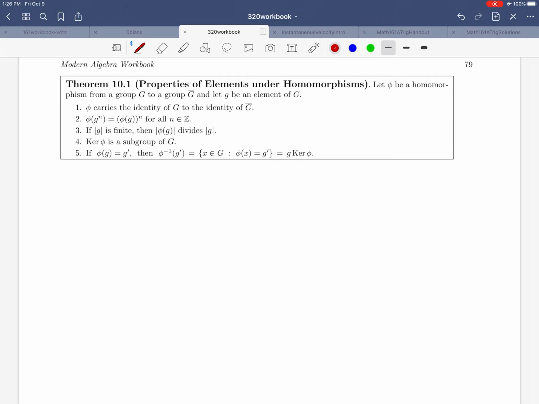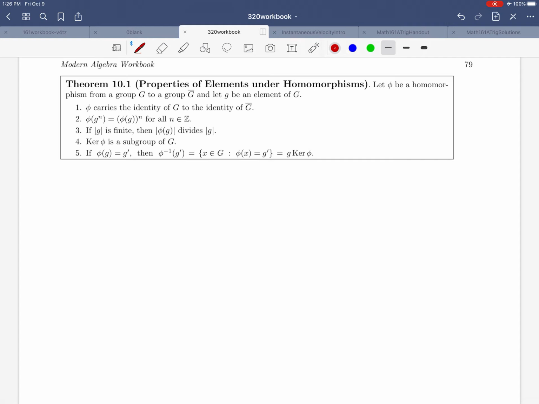In this video, we are going to look at Theorem 10.1, properties of elements under homomorphisms. Since homomorphisms are generalizations of isomorphisms, they still retain a lot of the same properties that we already know are true for isomorphisms, but not all of them. So let's have a look at the different properties that we still have.